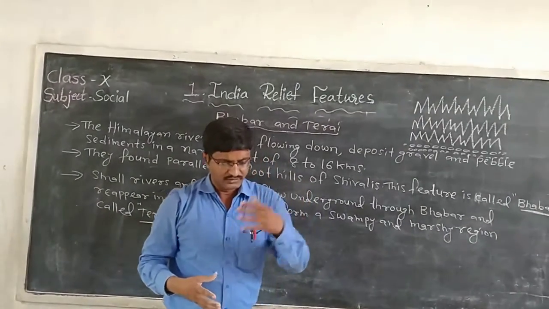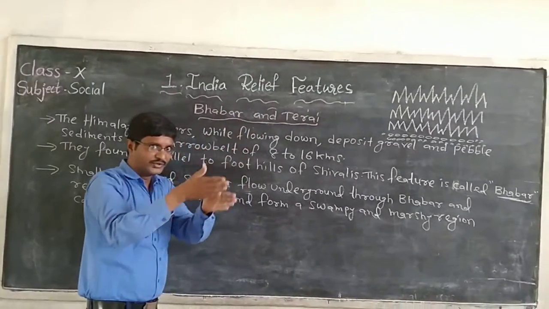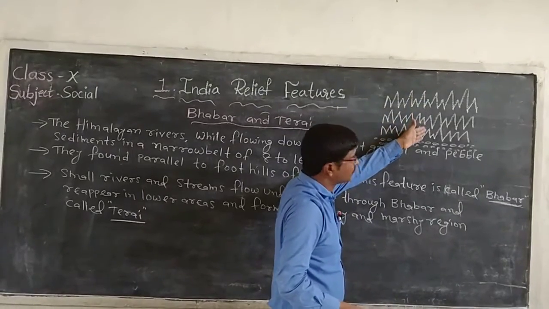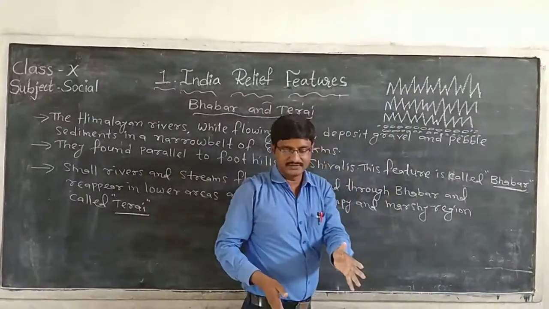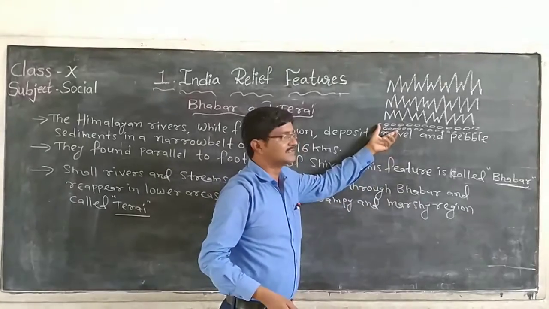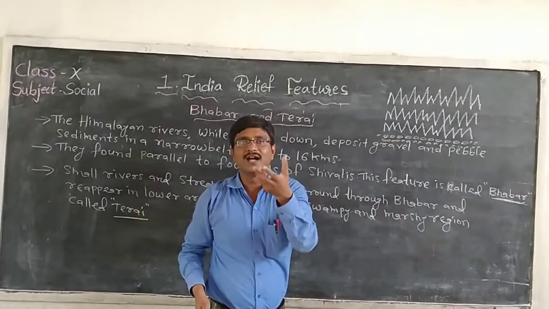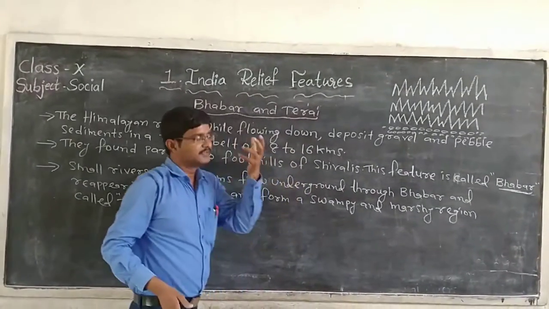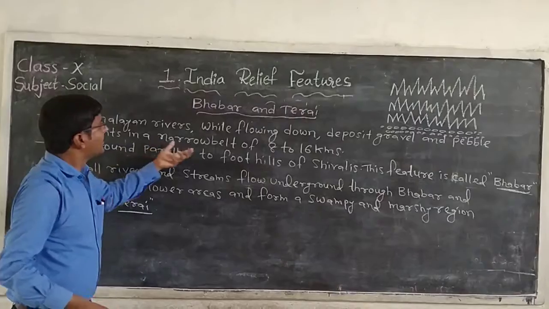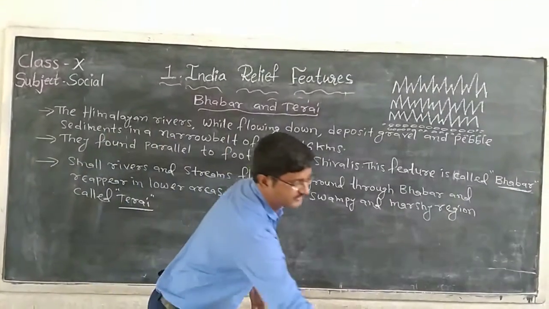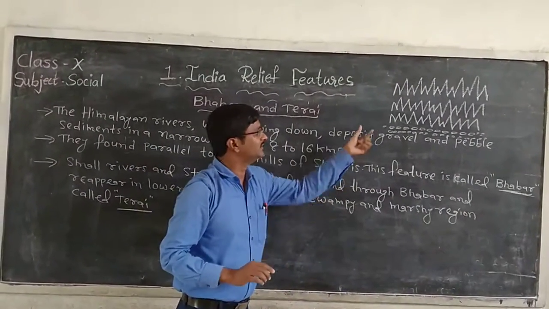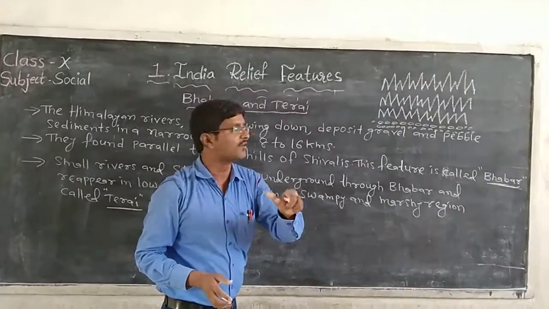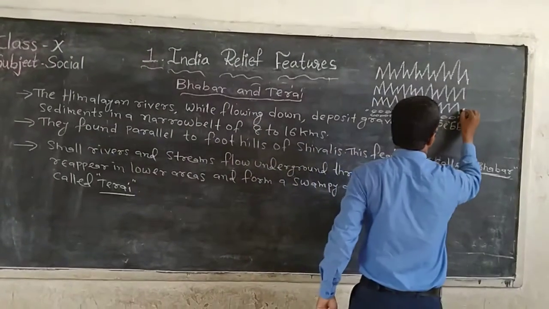So the Himalayan rivers, while they are flowing down, deposit gravels and pebbles in a narrow belt of 8 to 16 kilometers. Where do they deposit these pebbles and gravels? They deposit them at the foothills of the Shivaliks.